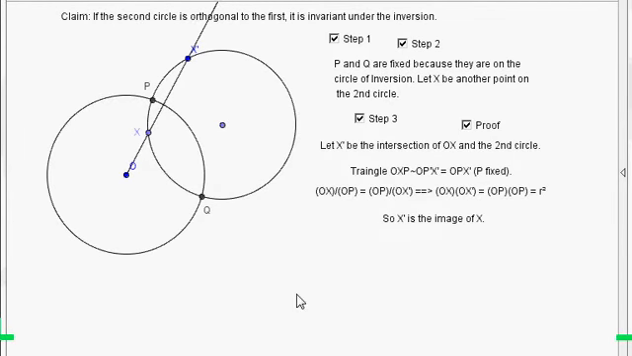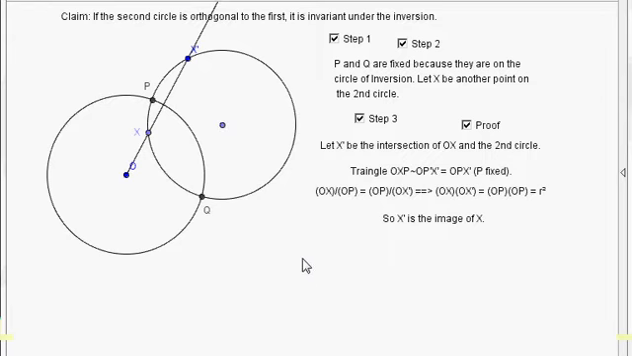And then finally the finish of the proof here. X prime is the intersection of OX and the second circle. Same thing we've seen many times before. Triangle OXP is similar to triangle OP prime X prime, this little skinny obtuse triangle, which is congruent to triangle OPX prime because P and P prime are the same thing. That's just saying those two triangles are equal to each other. So triangle OXP is similar to triangle OPX prime.